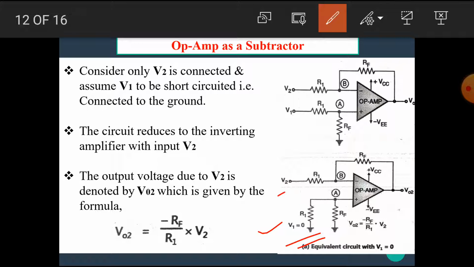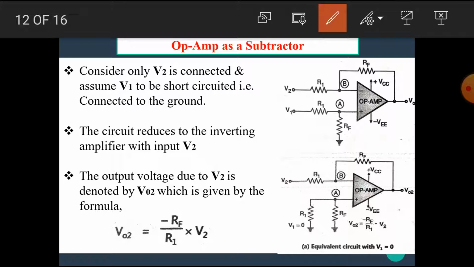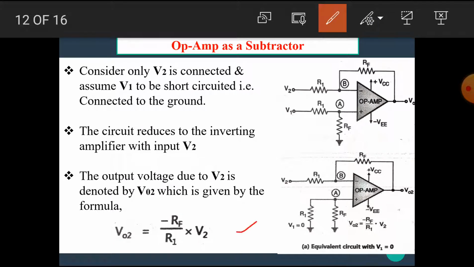And V2 is connected to the inverting terminal. The circuit reduces to the inverting amplifier with input V2. If we look carefully at this circuit, we can see that the non-inverting terminal is grounded here and the signal is given to the inverting terminal.